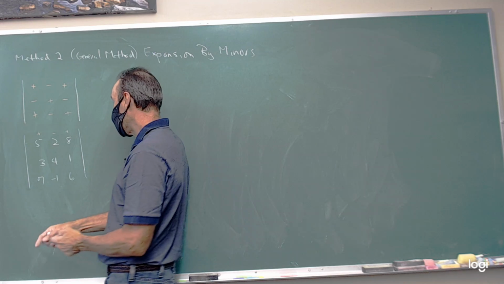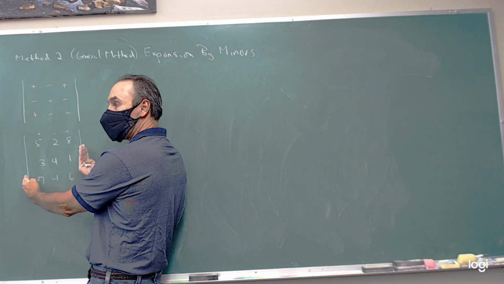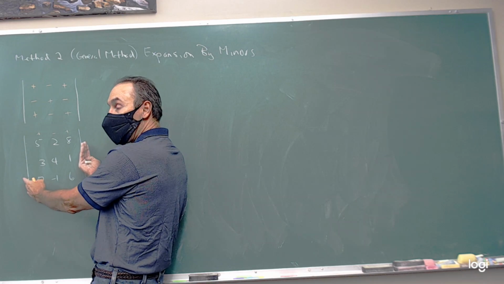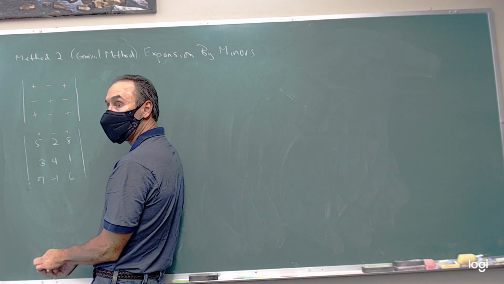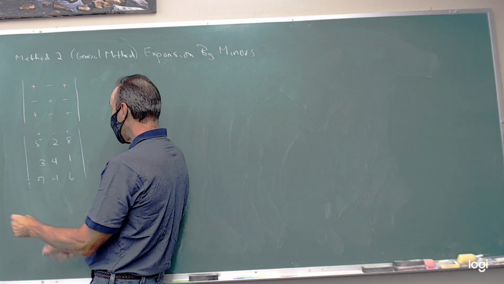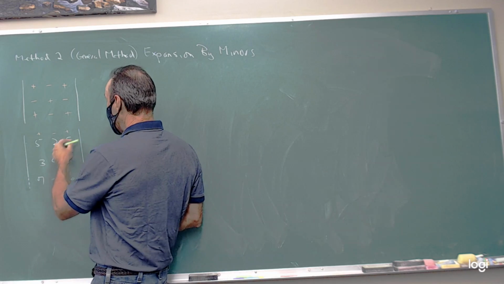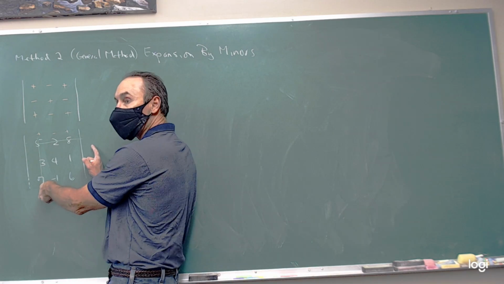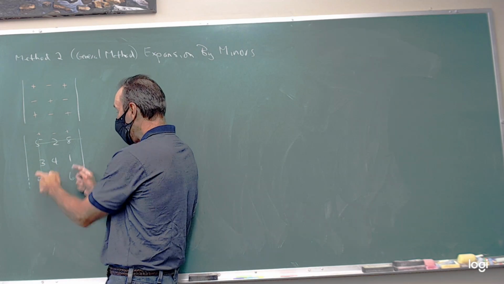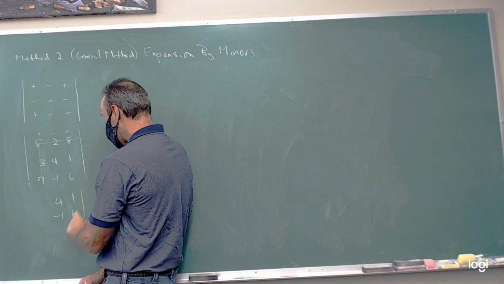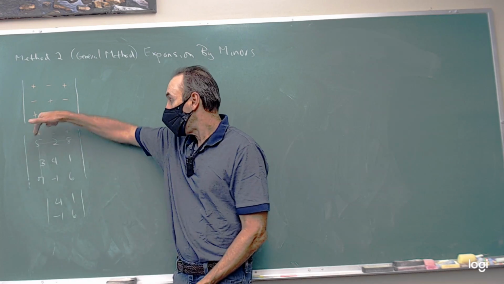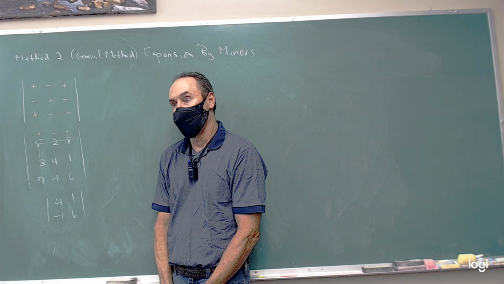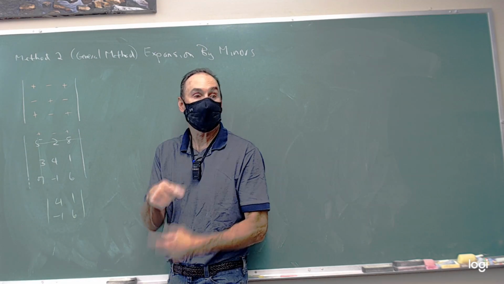Now, since this is a 3x3 determinant, a minor is a determinant one order smaller. From 3x3, we're going to go to 2x2. It is formed by crossing out the row and column that entry sits in. So 5's minor, when we cross out the row and column that 5 sits in, is 4, 1, negative 1, 6. That's considered the minor of 5, or the minor of that row 1, column 1 entry.